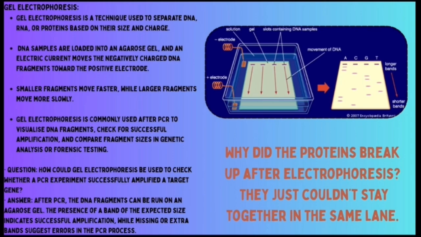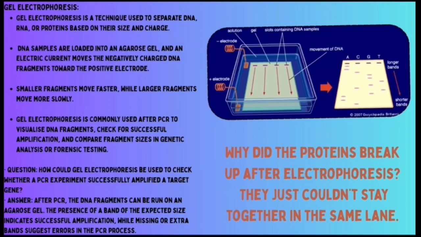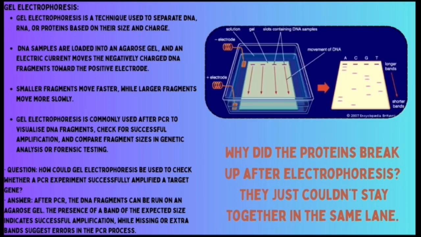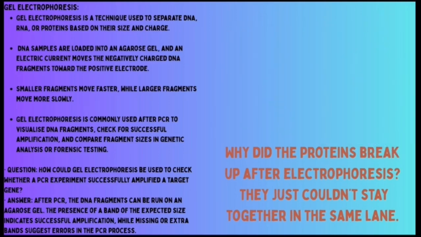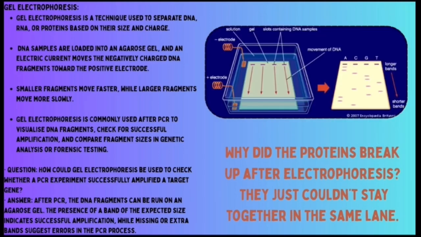Gel electrophoresis is a technique used to separate DNA, RNA, or proteins based on their size and charge. DNA samples are loaded onto an agarose gel, and an electric current moves the negatively charged DNA fragments toward the positive electrode. Smaller fragments move faster, while larger fragments move more slowly. Gel electrophoresis is commonly used after PCR to visualize DNA fragments, check for successful amplification, and compare fragment sizes in genetic analysis or forensic testing.